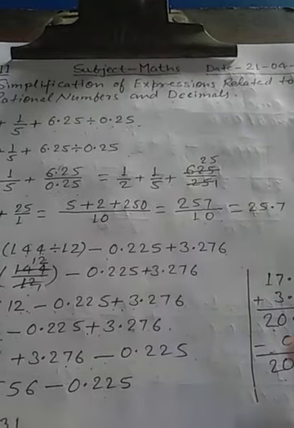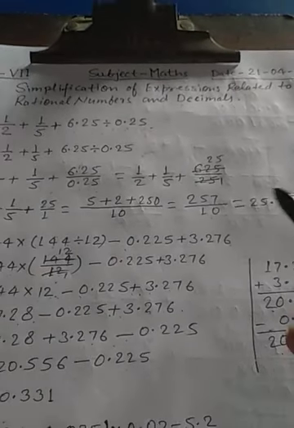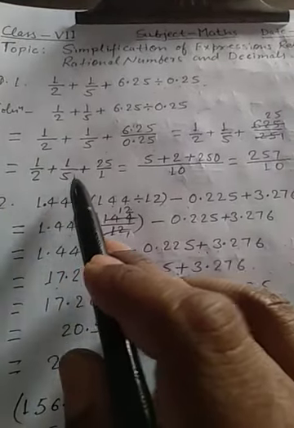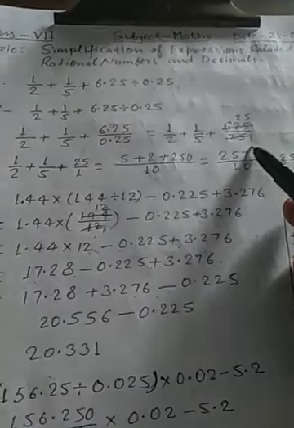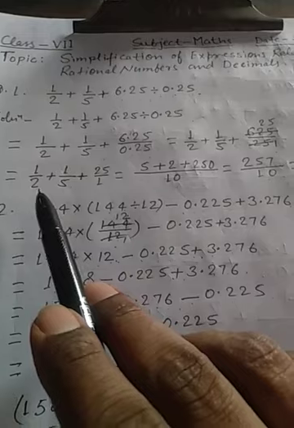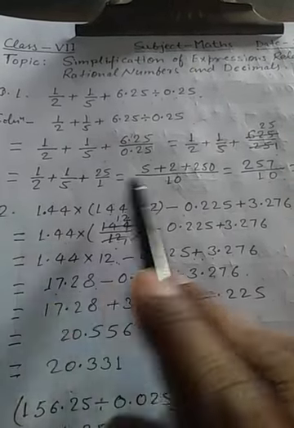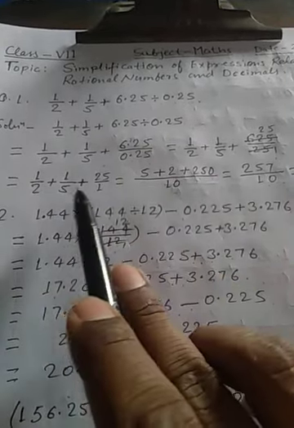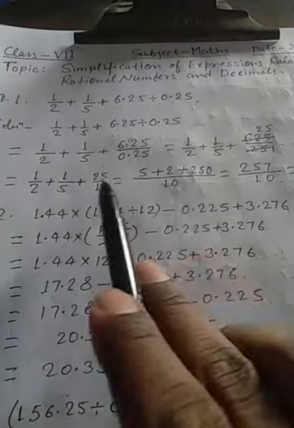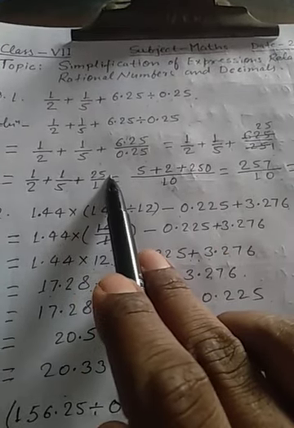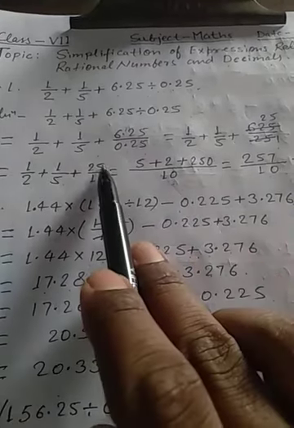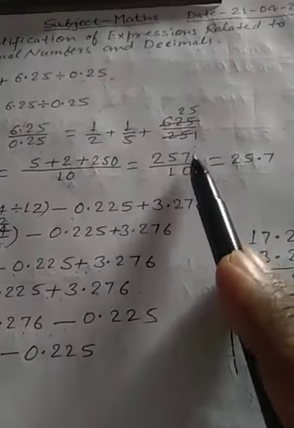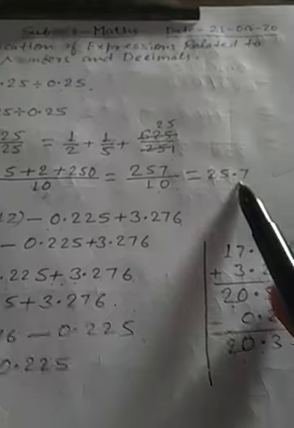Now it is reducible by 25. 25 into 25 is 625. So 1 by 2 plus 1 by 5 plus 25 by 1 it is. Now we have to take the LCM of 2, 5 and 1, that is 10. So 2 5s are 10, 5 1s are 5, plus 5 2s are 10, 2 1s are 2, plus 1 10 are 10, 10 into 25 is 250. Which gives us 257 by 10. You can leave it as 257 by 10 or you can change it into decimal 25.7.